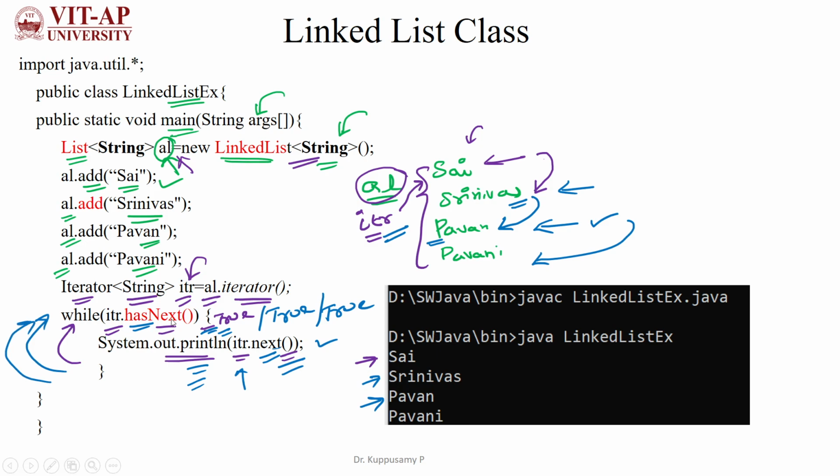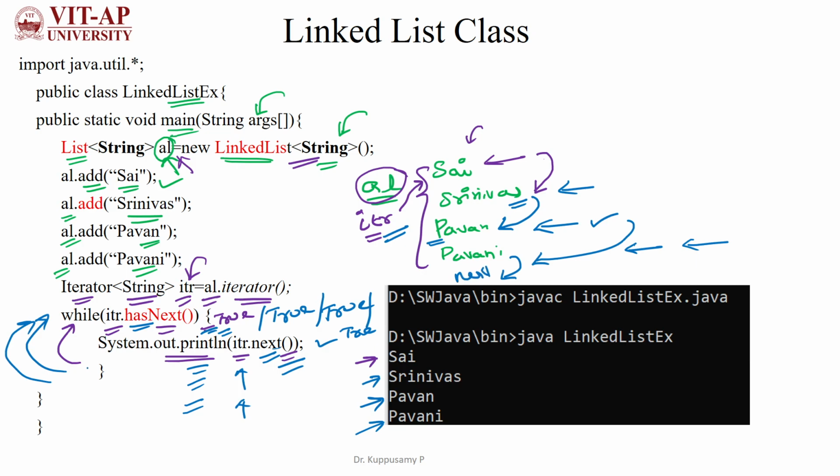Now, does ITR have next or not? Yes, ITR has the element, which returns true. Then the printing statement is there. So it prints the current element. The current element is Pavani, which is printed. After that, ITR moves to the next. So the next here is null.